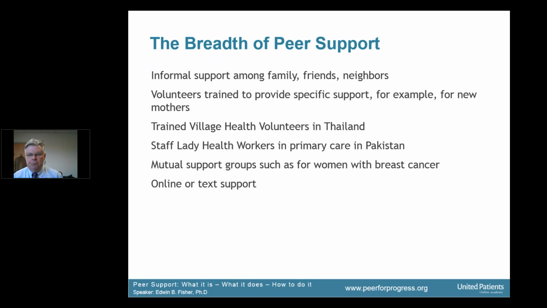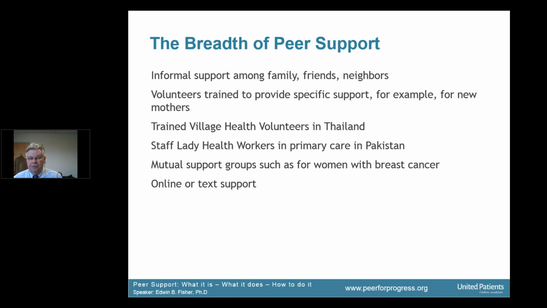I want to emphasize the breadth of peer support. It includes informal support from family, friends, neighbors. It includes volunteers to provide specific support, for example, perhaps volunteers working a few hours a week with new mothers. In Thailand, there are thousands of village health volunteers who have been part of the health system since about 1968. In Pakistan, there are thousands of lady health workers who work through primary care and serve about 80% of the rural population of Pakistan. It includes mutual support groups.